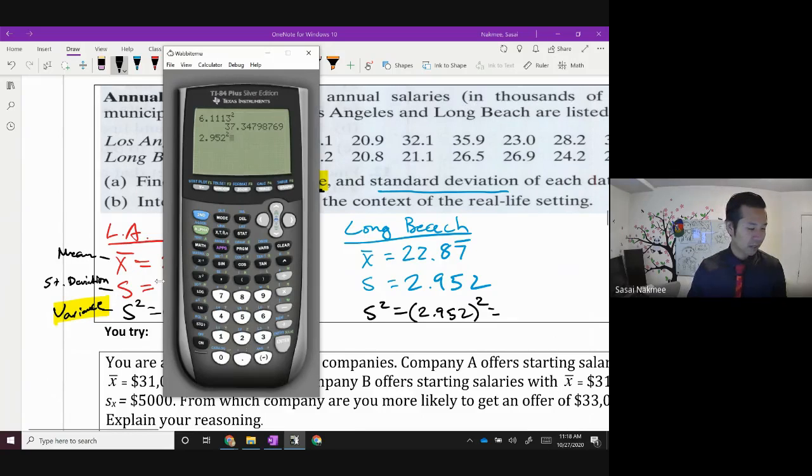You can't see my cursor that way. It's right here next to the 7, right?